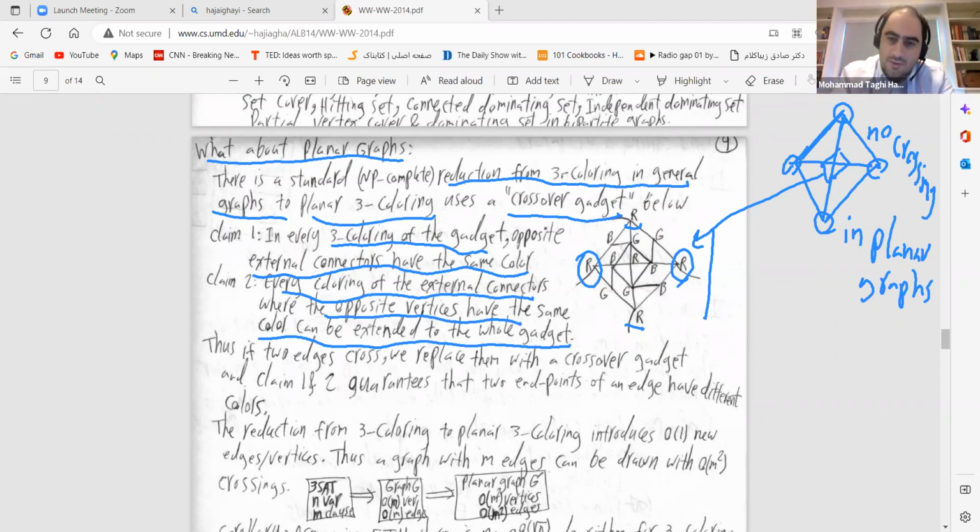Somebody may tell you this is G, this is R, this is R. Then you should be able to correctly color the vertices inside with three colors. So as long as the opposite sides have the same color, this is if and only if. If there is a three-coloring, they should have the same color. And if somebody gives the same opposite sides the same color, then we can extend it to the internal vertices.